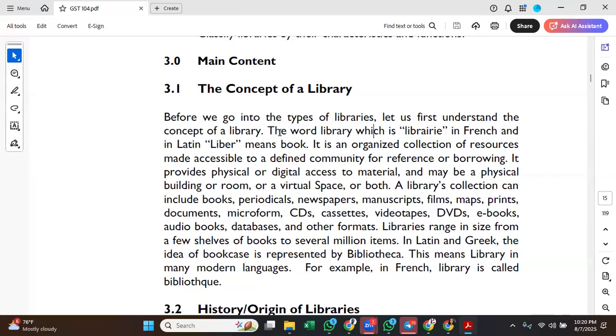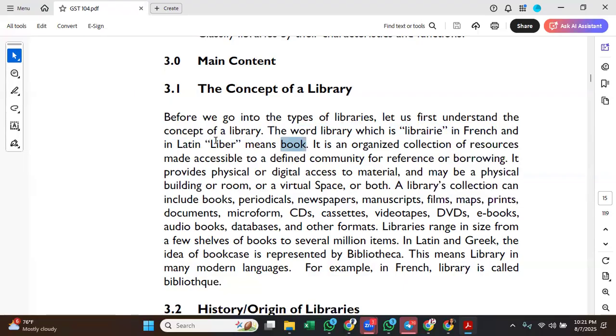This is very important. Please digest it. Make sure it sinks in your brain. I'm very sure some of you will still meet it in TMA, either in your TMA 1 or TMA 2, but before you finish TMA, you will meet this question, probably. So the word library, which is library in French, and in Latin, liber, means book. What this is saying is that library means what?